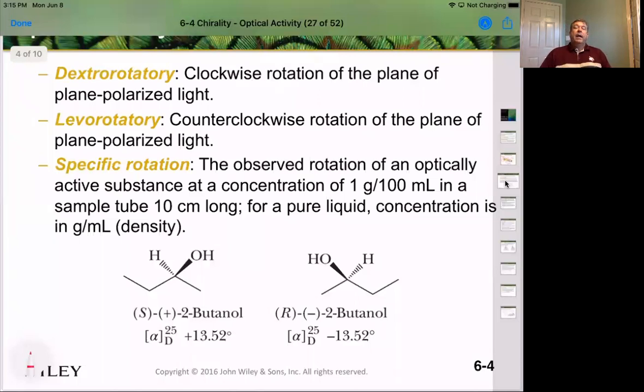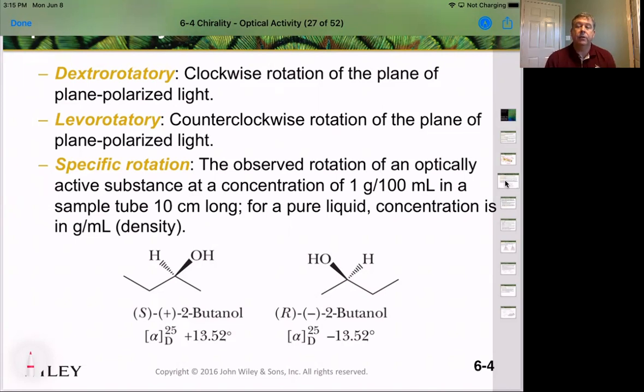So we have a couple new definitions. When we have a compound that rotates light clockwise in our polarimeter device, we call that dextrorotatory, or clockwise rotation, okay? Dextrorotatory. A lot of times it's used as a compound, we'll see a D, for dextrorotatory, okay? Now, if the light, instead of being rotated clockwise, is rotated counterclockwise, it's called levorotatory, or counterclockwise rotating, okay?